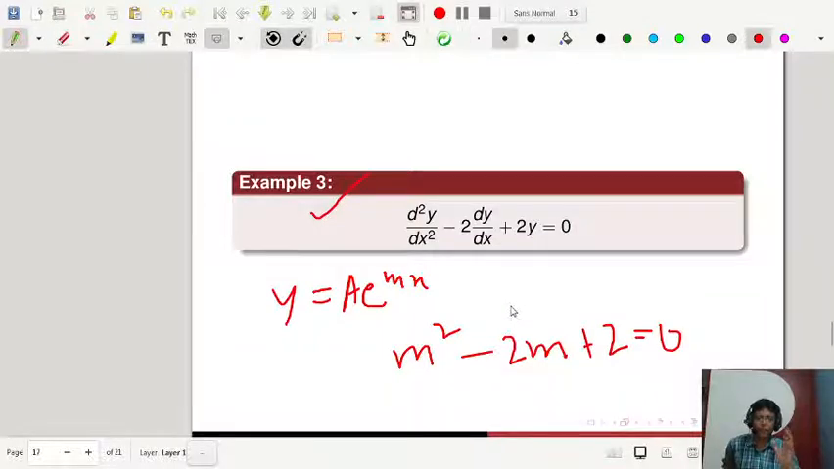Just identify the auxiliary equation and the cases, whether the algebraic equation has real distinct roots, equal roots, or imaginary roots.